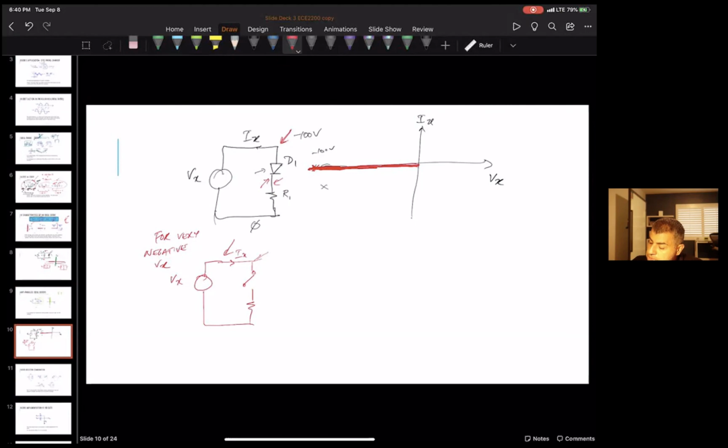So for V sub X greater than 0, this diode turns on, because if V sub X is greater than 0, this side is going to be higher than this side. So it means it will turn on the diode, and this is what it'll look like.